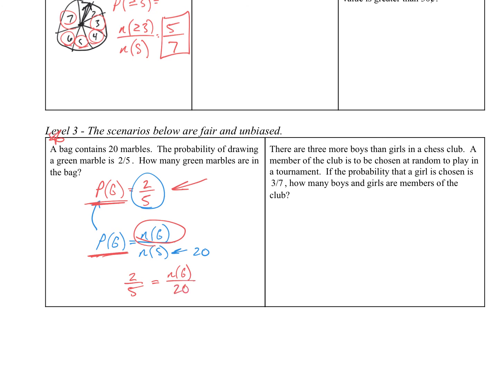So let's solve for the number of green marbles in the bag. To do that, I'm going to want to isolate the number of green marbles. So I'm going to multiply by 20 on both sides. And when I do that on the left, that's 20 times 2. And now I have the number of green marbles, because 40 divided by 5 is 8. So there must be 8 green marbles in the bag.